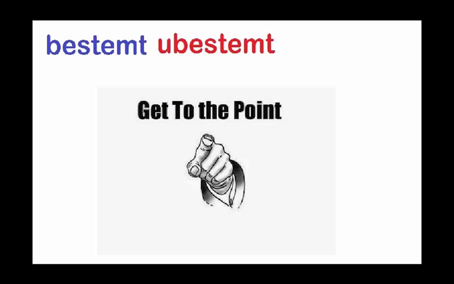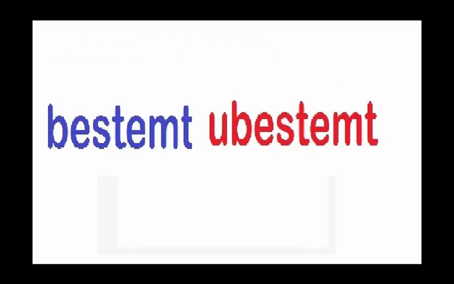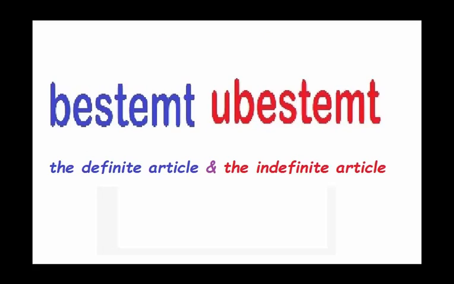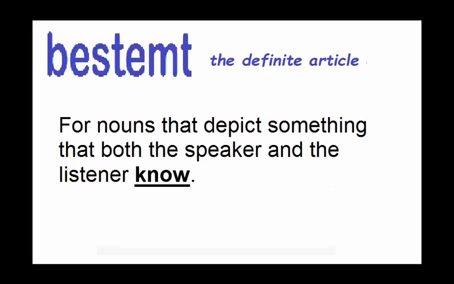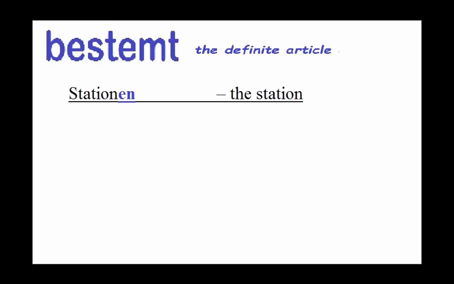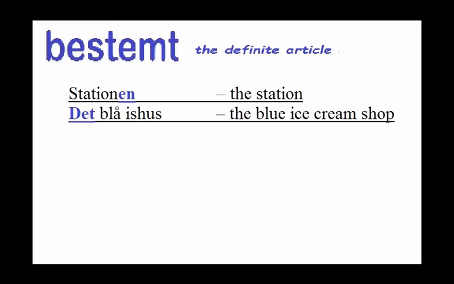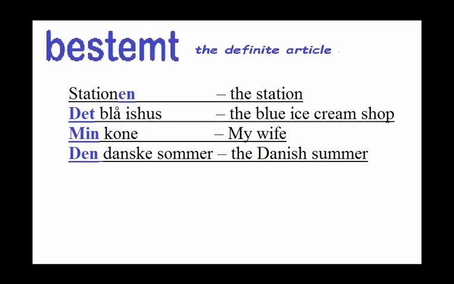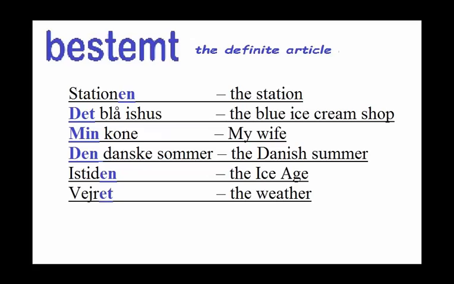Okay, now we come to what this video is actually about. Bestemt or Ubestemt. The definite article and the indefinite article. You'll probably remember that we use the definite article, bestemt, for nouns that depict something that both the speaker and the listener know, or at least think we know. Stationen, the station. Det blå ishus, the blue ice cream shop. Min kone, my wife. Den danske sommer, the Danish summer. Istiden, the ice age. Vejret, the weather.